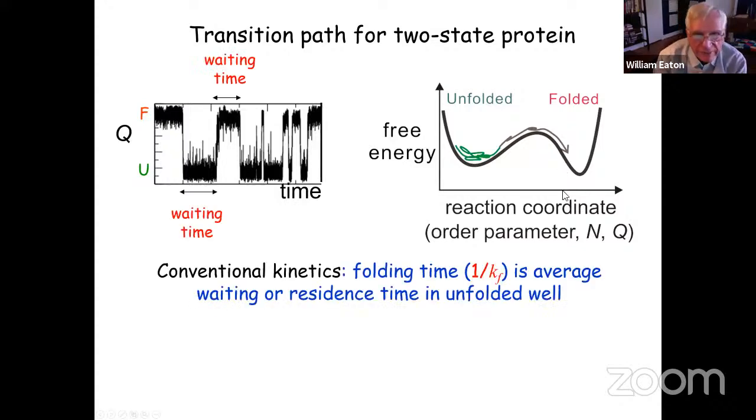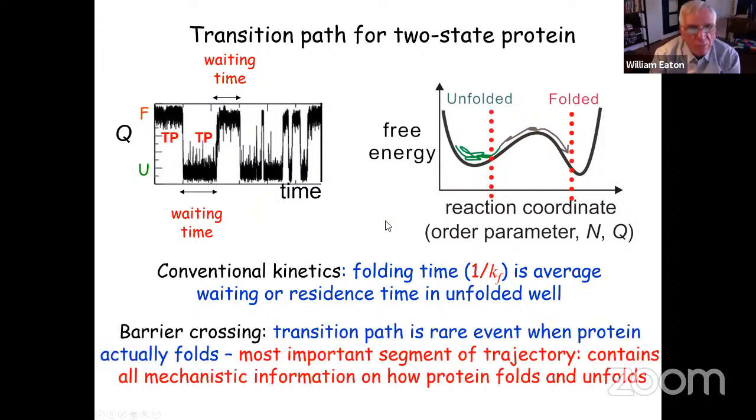Now in conventional kinetics, the folding time is just the average of the exponentially distributed waiting times, or residence times, in the unfolded well, and the unfolding time is just the average of the exponentially distributed waiting times in the folded state. So the barrier crossing is the transition path. It's the rare event when the protein actually folds.